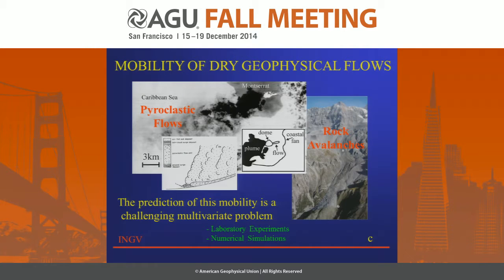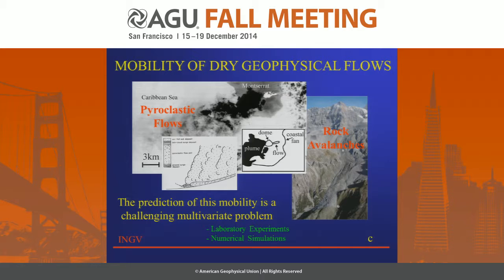Okay, so we are interested in the mobility of dry geophysical flows, such as pyroclastic flows and rock avalanches. And as far as pyroclastic flows are concerned, of course, we refer to the dense underflow and not the turbulent cloud above that. We know that the prediction of this mobility is a challenging multivariate problem, and we address it by means of laboratory experiments and numerical simulations.